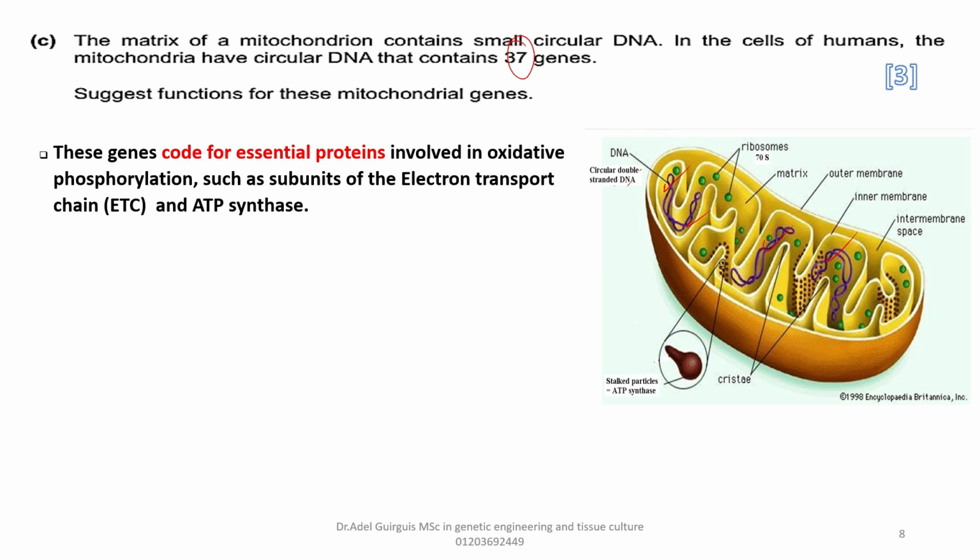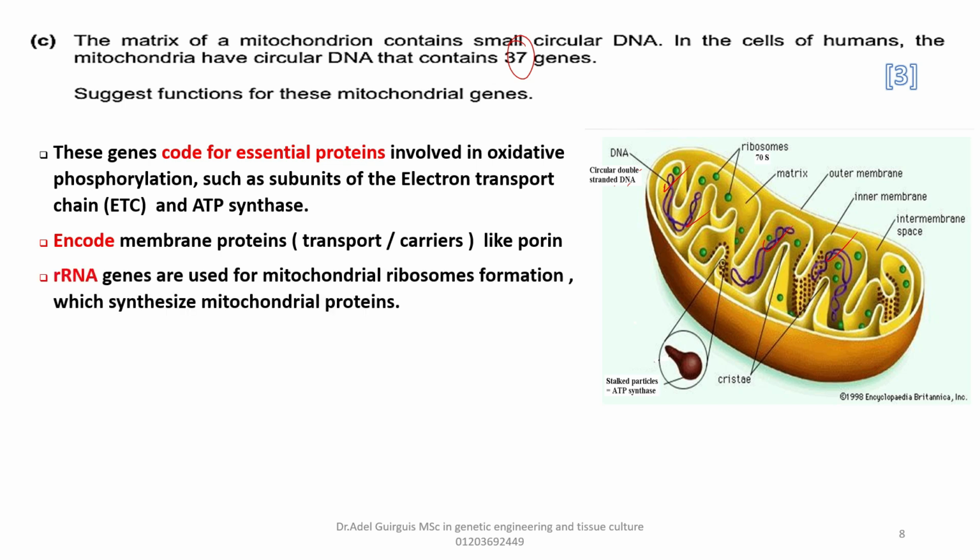Okay, look please, step by step. Some of the genes code for essential proteins involved in oxidative phosphorylation, I mean the ATP synthase enzyme and electron transport chain proteins. They include membrane proteins like transport or carrier proteins, like porin in the outer membrane of mitochondria, where pyruvate passes through. Here rRNA genes are used for mitochondrial ribosome formation.